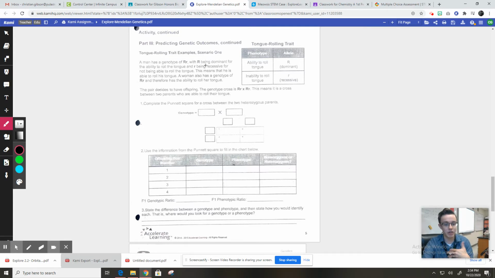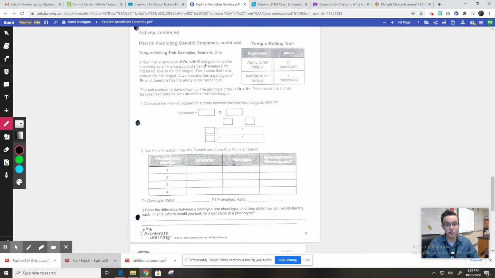Okay, so here's the scenario: a man has a genotype of capital R, lowercase r, so he's heterozygous. He's got one dominant, one recessive allele. R being dominant for the ability to roll the tongue, lowercase r being recessive for not being able to roll the tongue. This means he is able to roll his tongue, okay, because the dominant trait always overtakes the recessive one if they're together. Okay, a woman also has a genotype of capital R, lowercase r, so she's also heterozygous and therefore has the ability to roll her tongue as well.